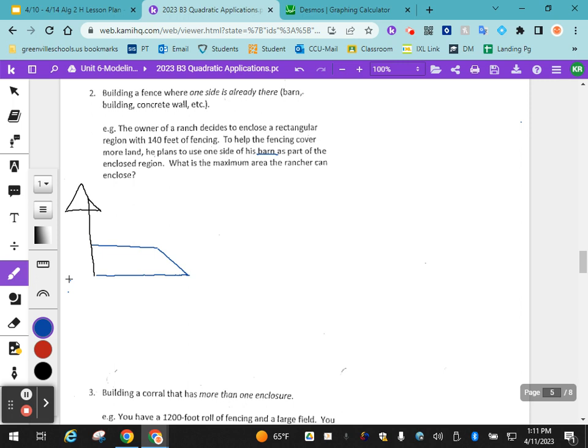So this is my barn, and the blue is my fencing. So I'm gonna label my sides X and this one Y. I don't need a Y over here because it's backed up to a barn, and I don't need fencing there. The cows are not magically gonna get through the barn. I thought it was a pool.